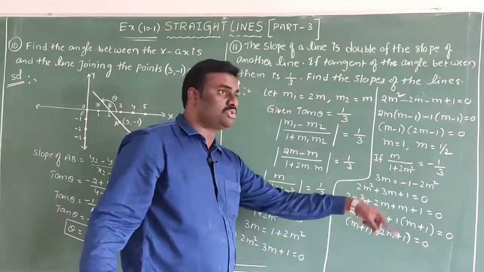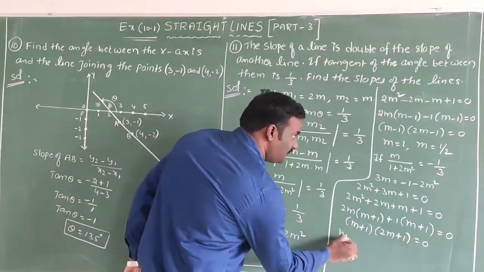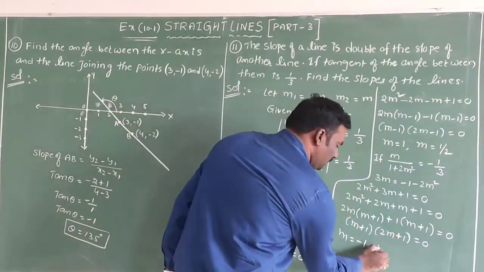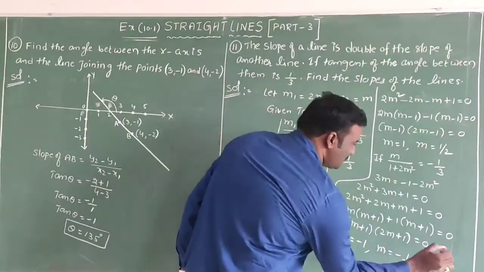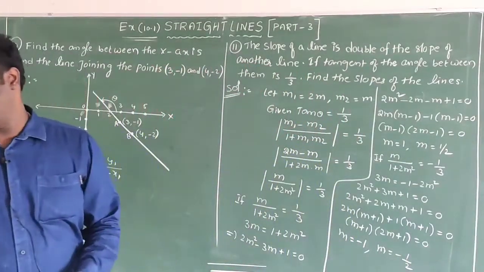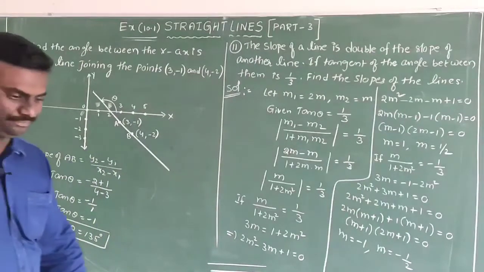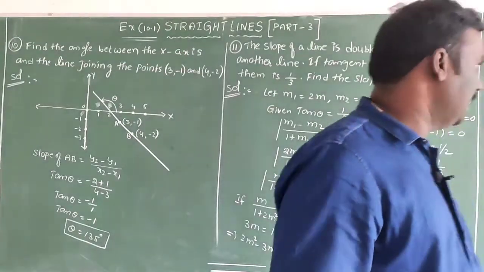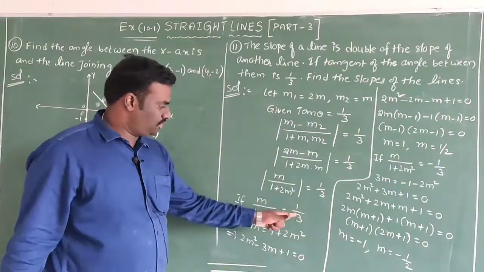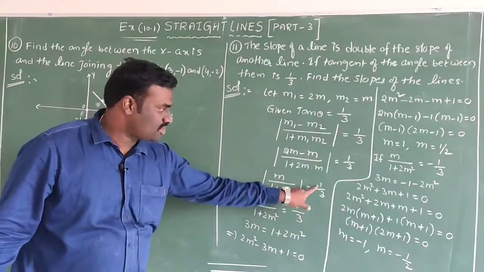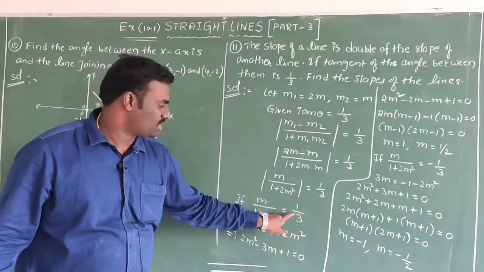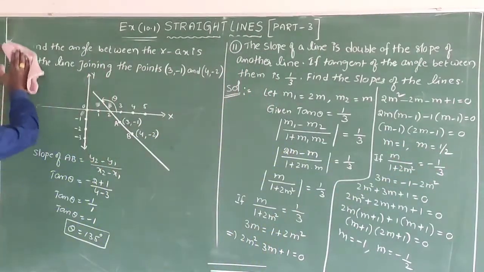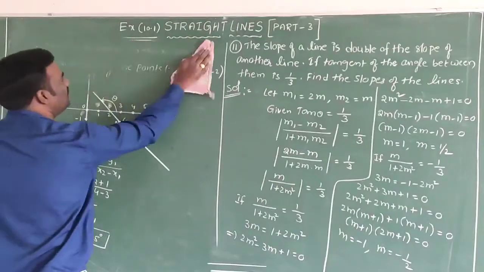If m plus 1 equals to 0, you send 1 that side, therefore m is equal to minus 1. If 2m plus 1 equals to 0, then you will get m is minus 1 by 2. So this is the answer for question number 11. Okay. Understood why I took like this? If you remove modulus, actually plus or minus 1 by 3 you will get. First I took plus 1 by 3, next I took minus 1 by 3. That's why we got two solutions in the first case and two solutions for the next case.